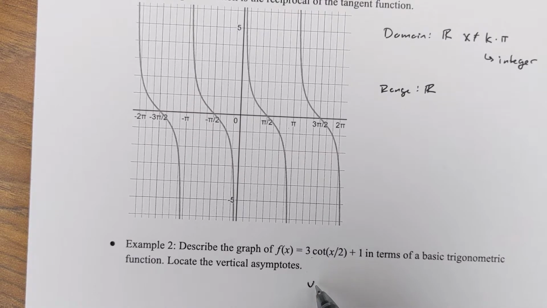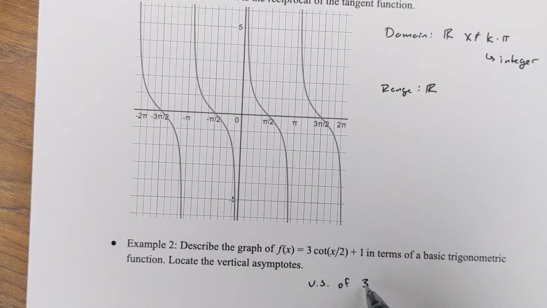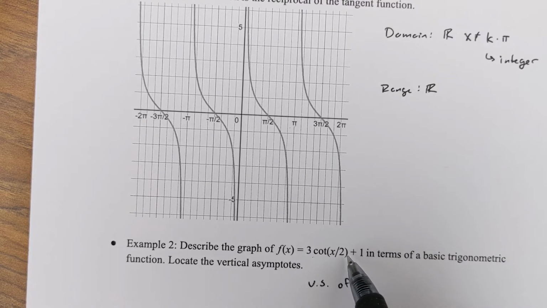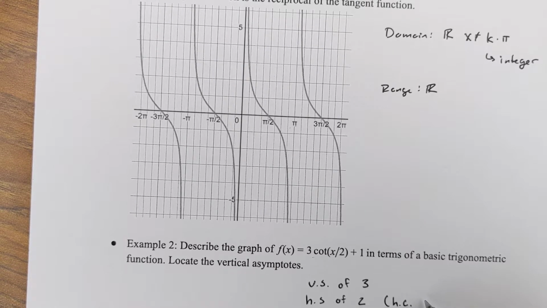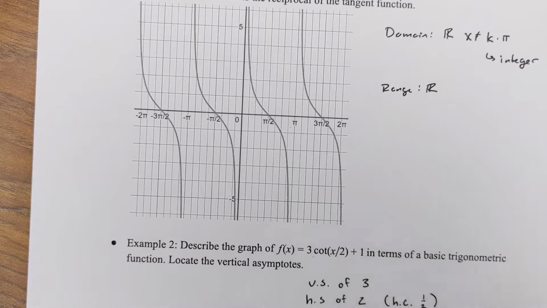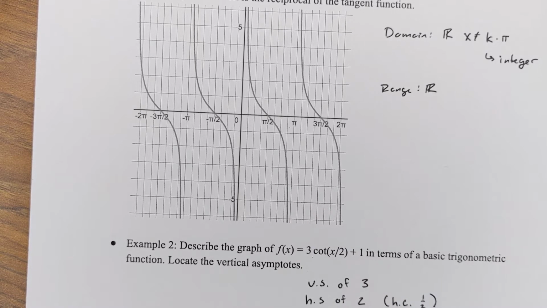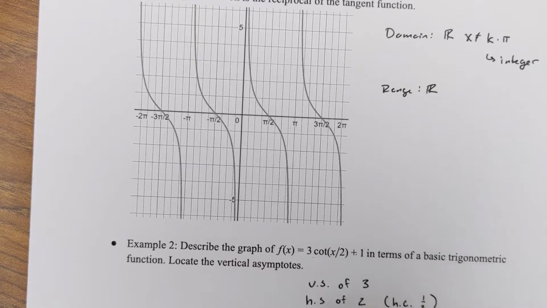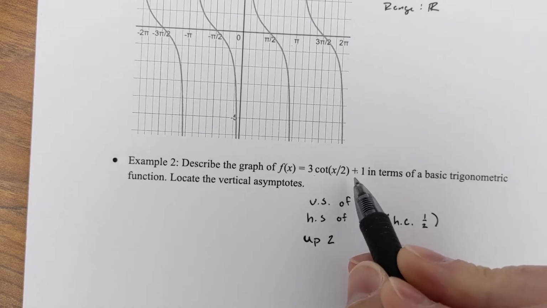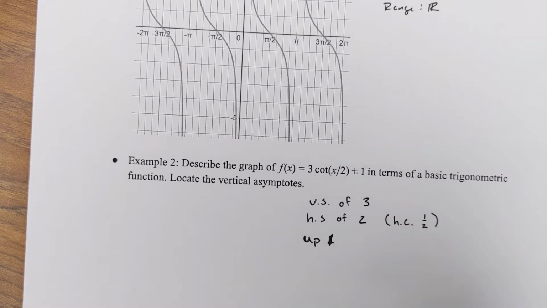We're going to have a vertical stretch of 3. It looks like it should be half, so we're going to have a horizontal stretch of 2, or a horizontal compression of 1/2. Compressions are backwards. It looks like it should be getting smaller because you're dividing by 2, which means you're actually stretching it. So a stretch of 2. This +1 is going to be a vertical shift up, just 1 unit.